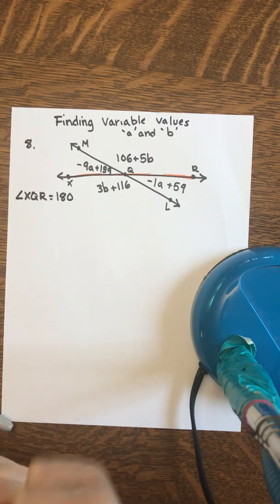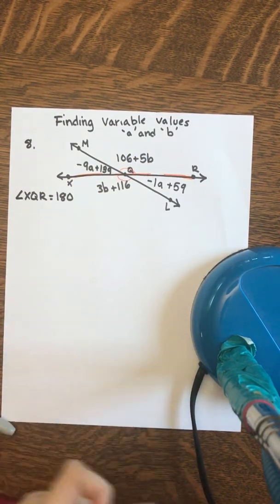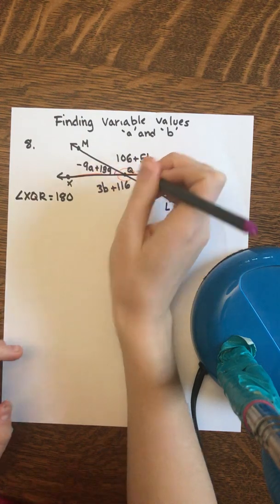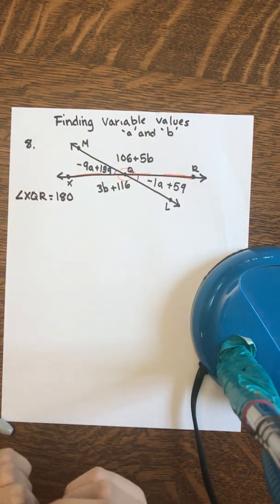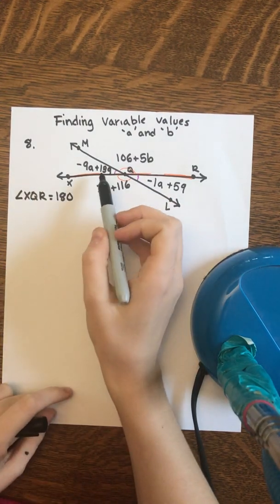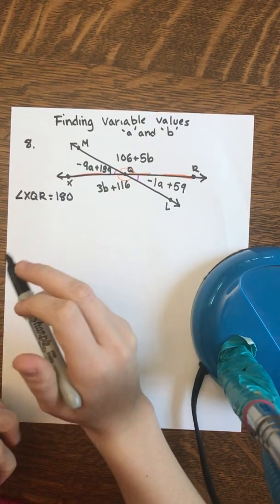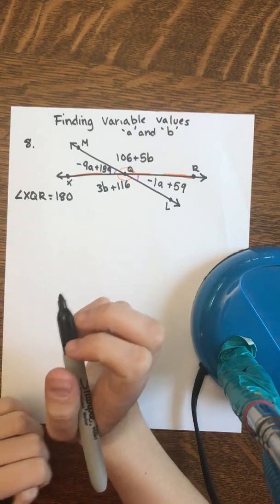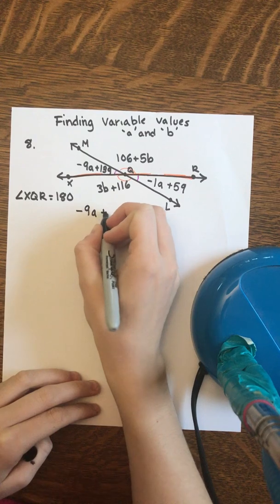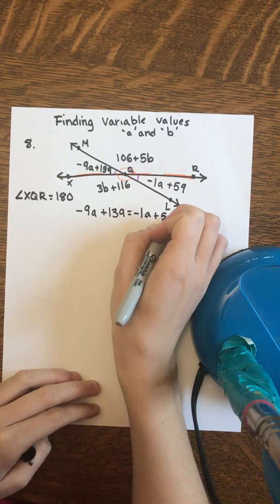I know that vertical angles, these angles are vertical, and then these angles are vertical. I know that vertical angles are congruent. And by congruent, I mean that they are the same. They have the same angle value. Negative 9a plus 139 is equal to negative 1a plus 59 because they are vertical angles. So I am going to start there because I can solve for a. Negative 9a plus 139 equals negative 1a plus 59.